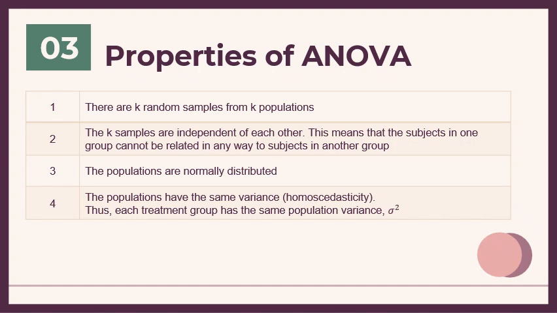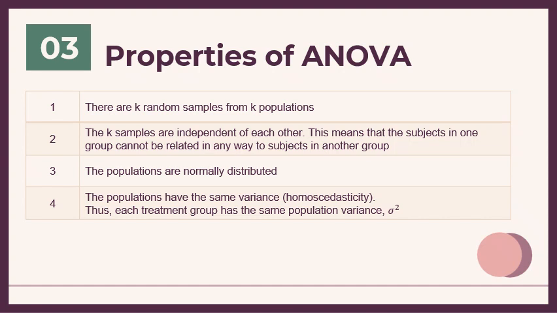Number 2, the k samples are independent of each other. This means that the subjects in one group cannot be related in any way to subjects in another group. An example is if you want to compare three different races in Malaysia to determine the students' achievement scores in mathematics according to their ethnicity, meaning that we will have more than two races. This is an example of the second property.